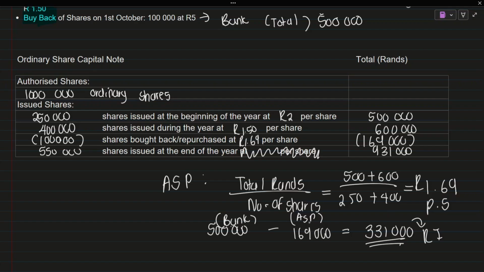So this is the difference. This is the profit the investor probably made. We have to record our buyback at the ASP for fair representation of our books. If we don't do that, it is wrong, basically. Right, so this is our total, this is our ASP, so this is our ordinary share capital, this is our bank, which is our total, and this is our retained income, which is the difference.